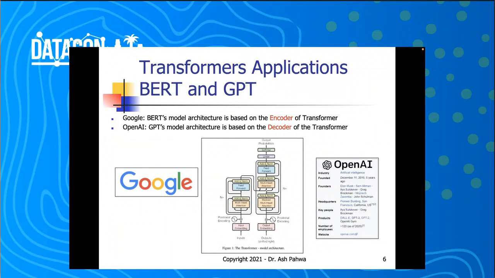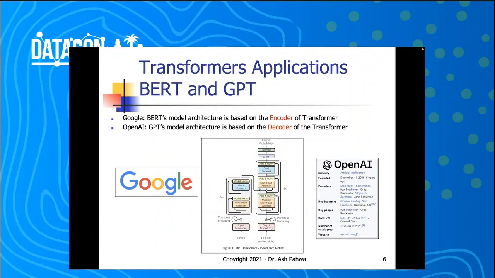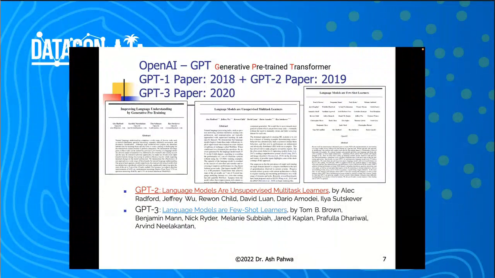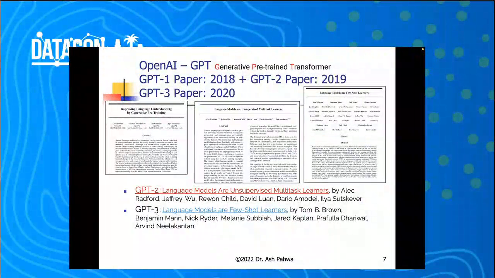They came up with GPT-1, GPT-2, GPT-3. So all these new language models are coming out. Both BERT as well as GPT are based upon the transformer architecture. These are the three very important papers. GPT-1 came out in 2018, GPT-2 came out in 2019, and GPT-3 came out in 2020.